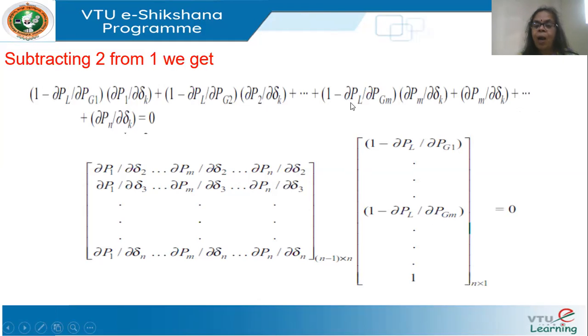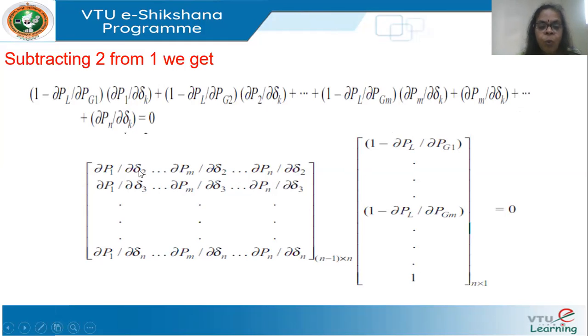Now we make an assumption here that the slack bus power does not affect the losses too much. So I assume that dou PL by dou PG1 does not change. That means the incremental loss because of change in the generation of the slack bus is negligible. This is a reasonable assumption.